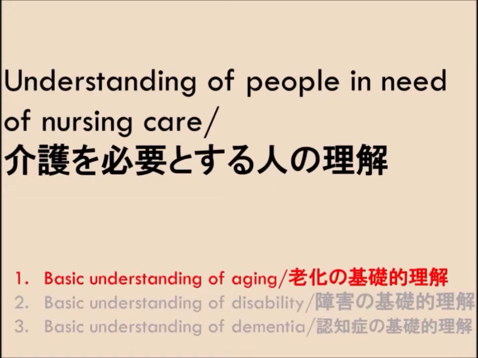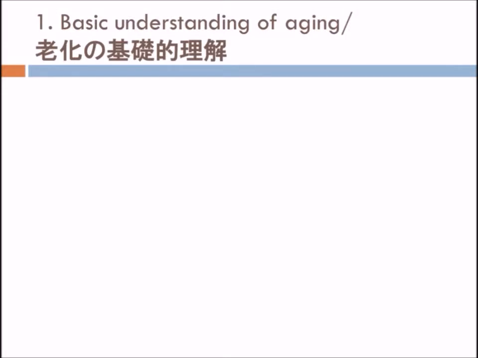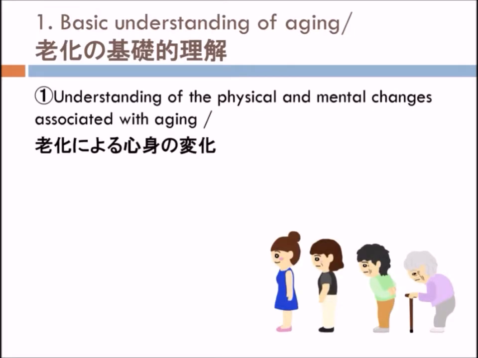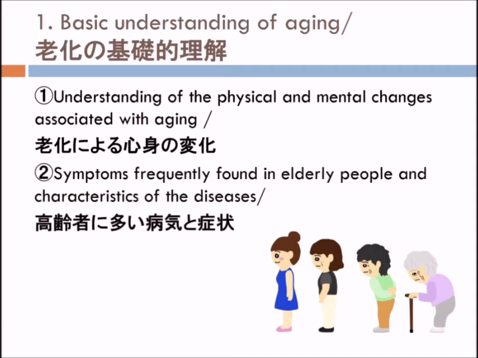Second chapter is Understanding of People in Need of Nursing Care. Section 1. Basic Understanding of Aging. Basic Understanding of Aging. There are two topics. 1. Understanding of the physical and mental changes associated with aging. 2. Symptoms frequently found in elderly people and characteristics of the diseases.